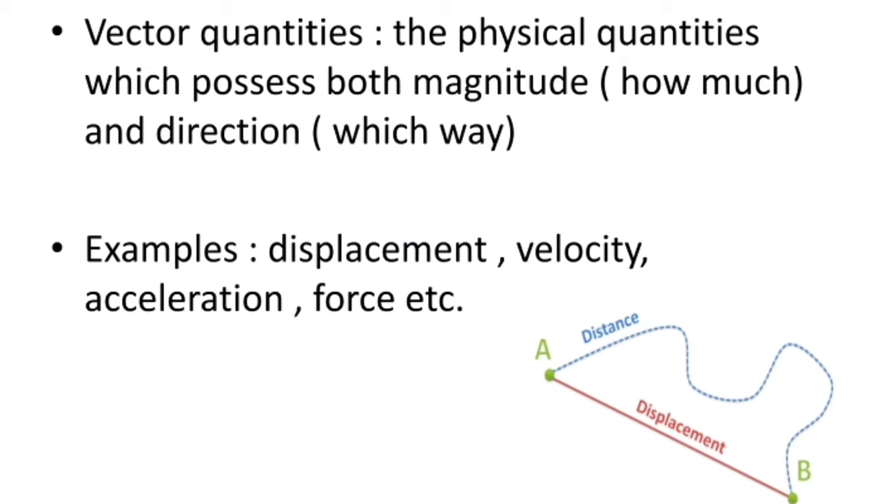Here, when you say displacement, we take the shortest distance, and there we specify that the student is moving from school to college in the north direction and traveled a distance of 10 kilometers. So we are mentioning both how much, that is kilometers, and the direction. Other examples of quantities which have both magnitude and direction are velocity, acceleration, and force.